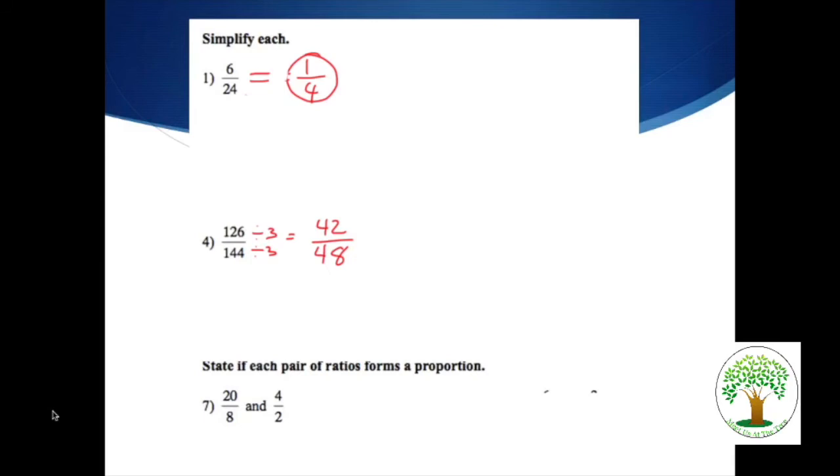What did you take out of both of them? After I did the 3, I did 2. And I did 2 again. Divide by 2. And that will be 21 and 24. And I did 3. And then you did 3 after that. That'll be 7 and 8.